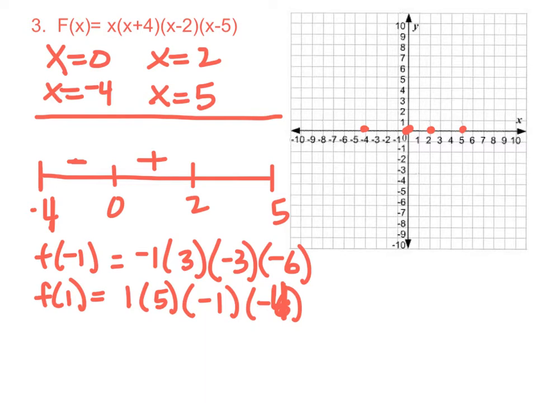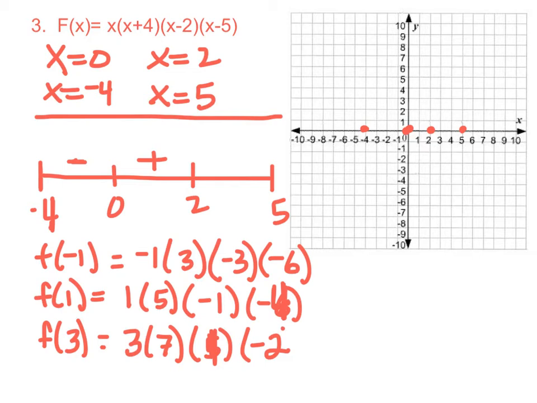All right, last one, let's pick 3. So if we put in 3, we'll get 3 times 7 times, what do we got there, 5. No, what am I doing? 3 minus 2 is 1, silly. Okay, sorry about that. And then 3 minus 5, we've got a -2 here. Okay, and when we look at all of that, that ends up being a negative number.